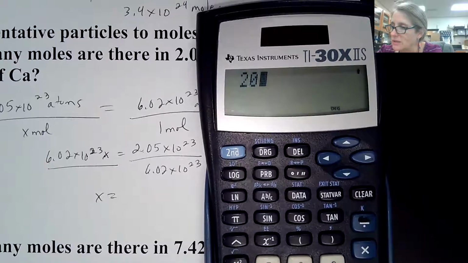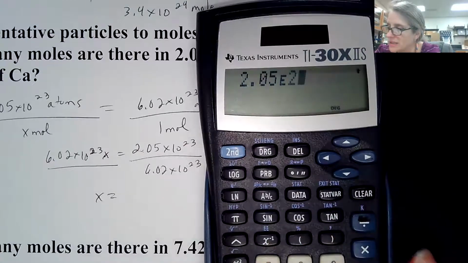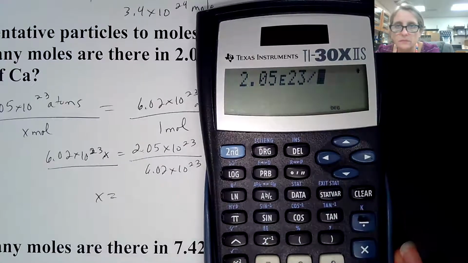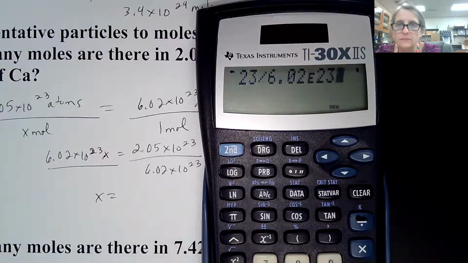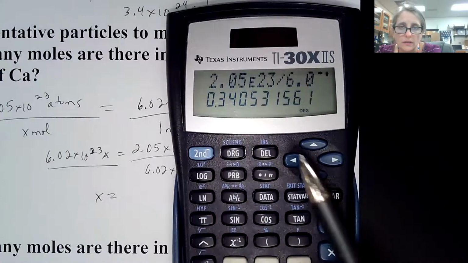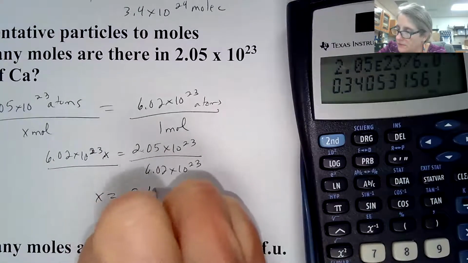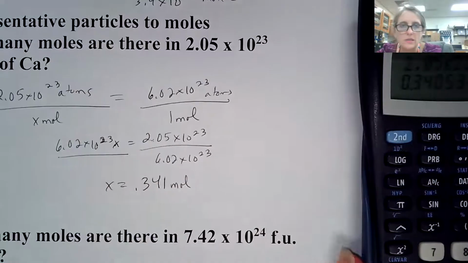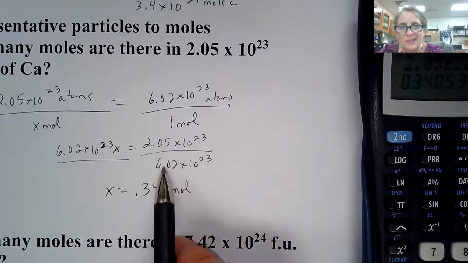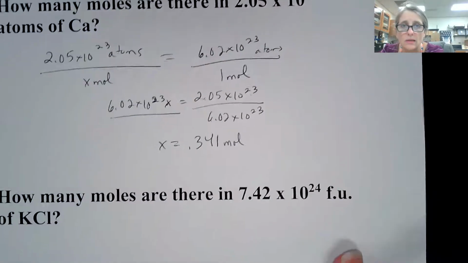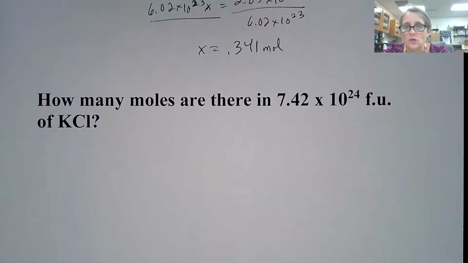So type in 2.05, second function E, 23, hit division, okay, 6.02, second function E, 23, and then hit enter, okay? And you should get a reasonable number. So this is 0.341 moles, okay? Because I have 3 digits of significance here. This is power of 10, 23, power of 10, 23. So you're really just dividing 2.05 by 6.02, okay? So that number should be what it is. So why don't you try this one on your own, and I will come back and show you the answer.